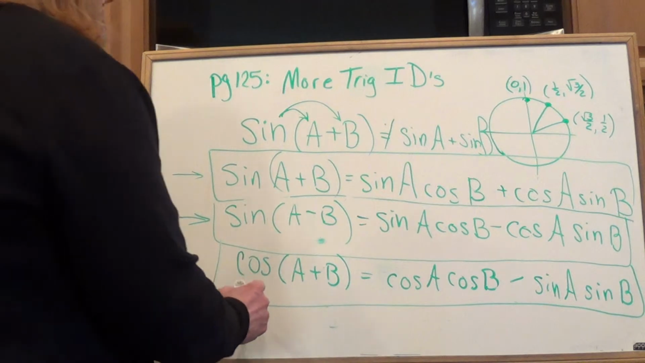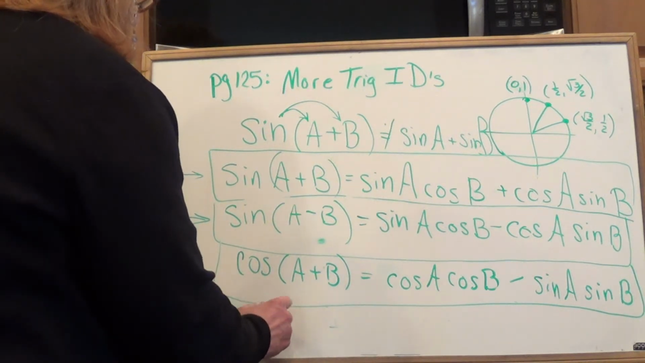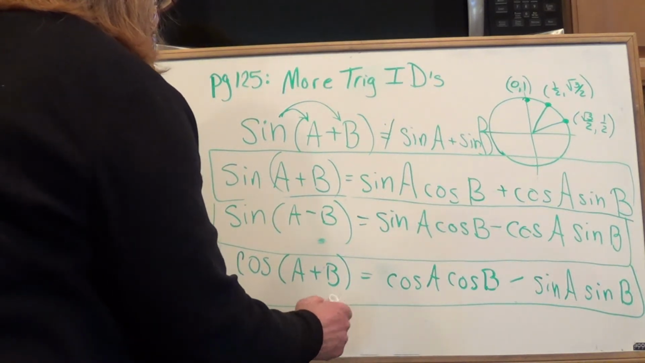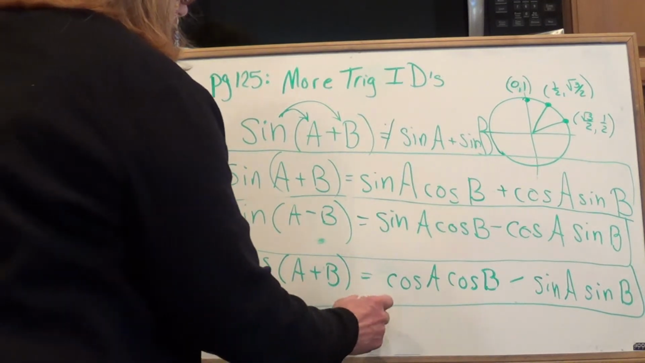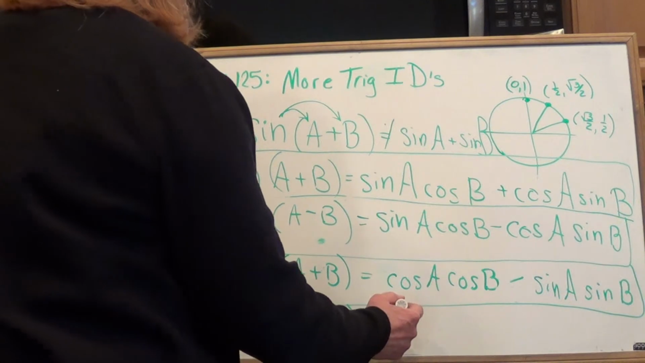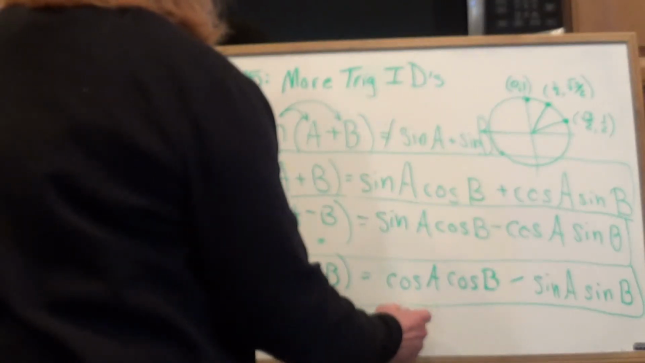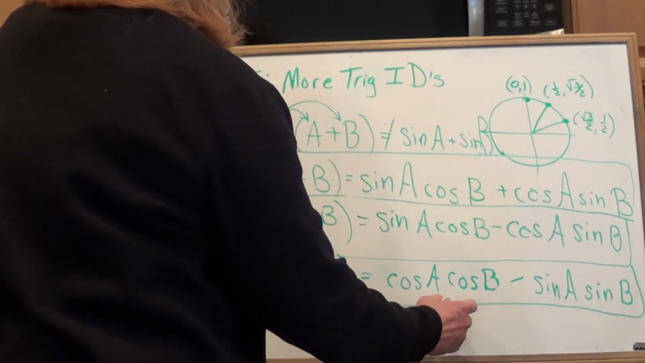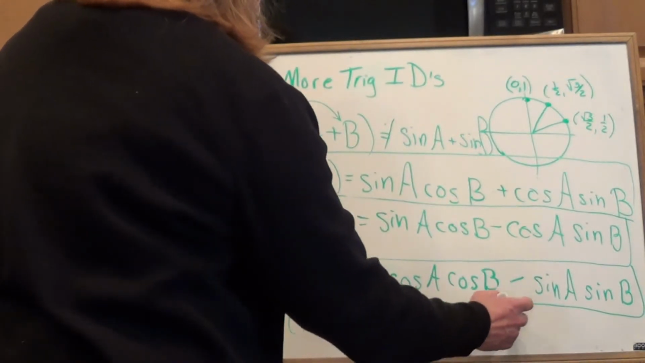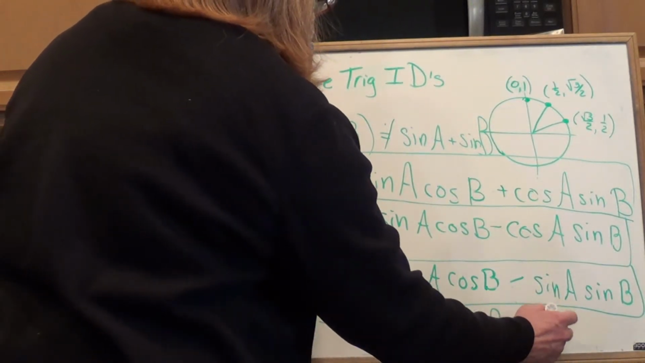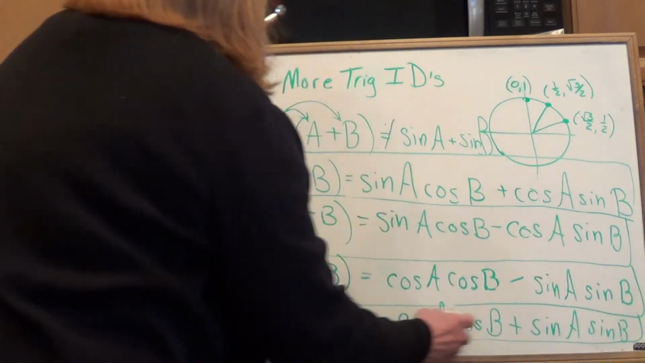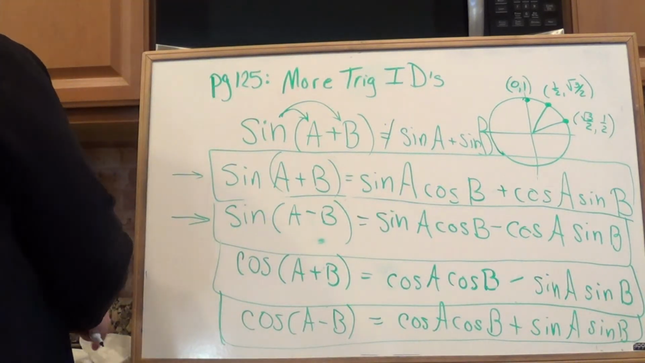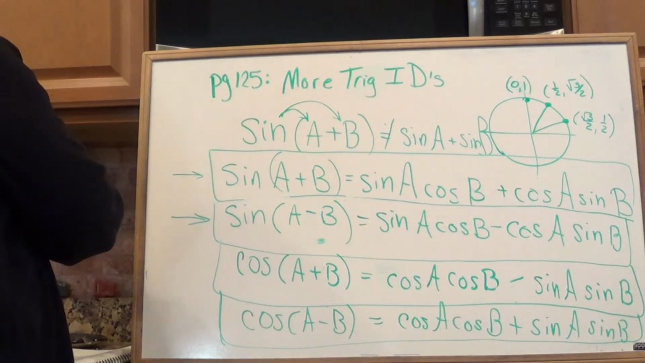And if I can fit this one on, I will. Cosine of A minus B. Any conjectures what it might be? It is cosine A cosine B plus sine A sine B. And before I erase this whole thing, you can pause to get those where they need to go.